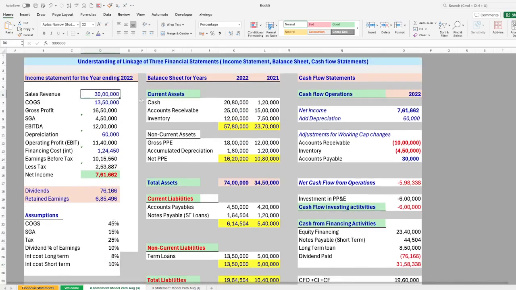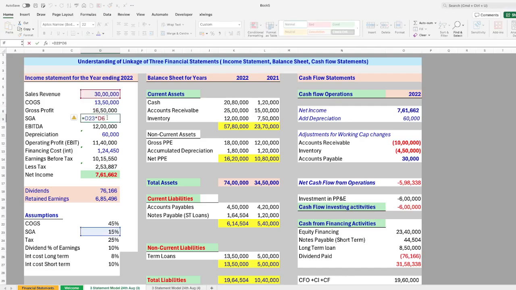So we'll start with an assumption of sales revenue of 30 lakhs. Less COGS at 45% will give you the gross profit. Similarly, less SGA at 15% of the revenue, you'll get the EBITDA. And then comes the depreciation. The depreciation is linked to the difference between the accumulated depreciation appearing in this year's balance sheet and last year's balance sheet. The difference here is 60,000, so that is deducted from the EBITDA. So we get operating profit, EBIT, at 11 lakh 40,000.